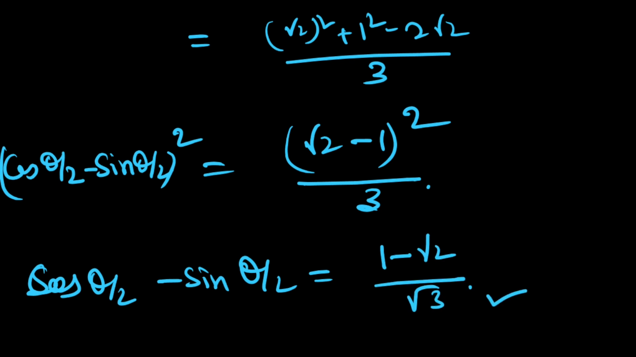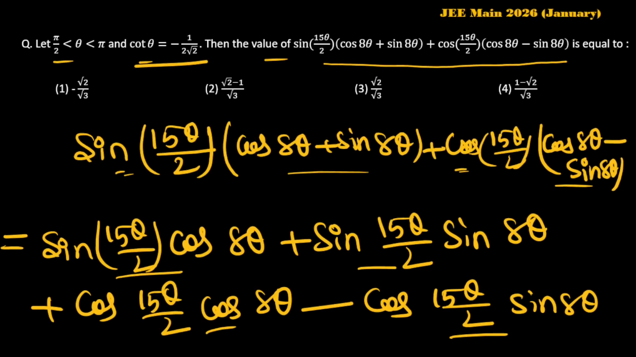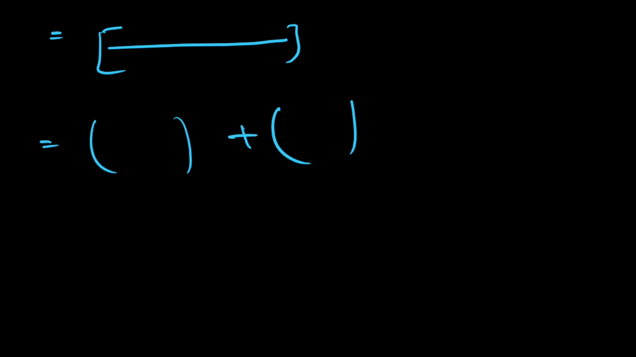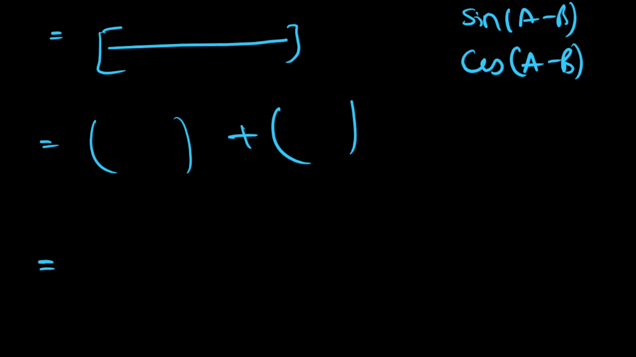So this is the answer of this question. Therefore the value of this expression is (1 minus root 2) over root 3. The fourth option is the correct answer. Overall, in this question we expand the given expression, rearrange it into two groups of terms, and use two formulas here, the sine of a minus b formula and the cos of a minus b formula. Using this we get our final answer.